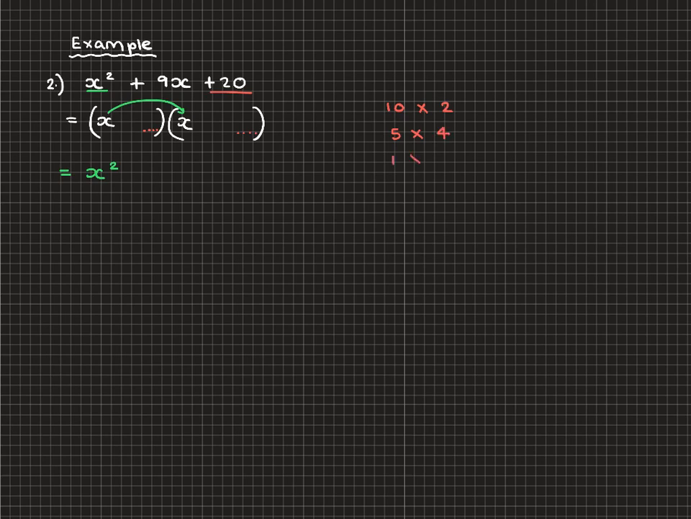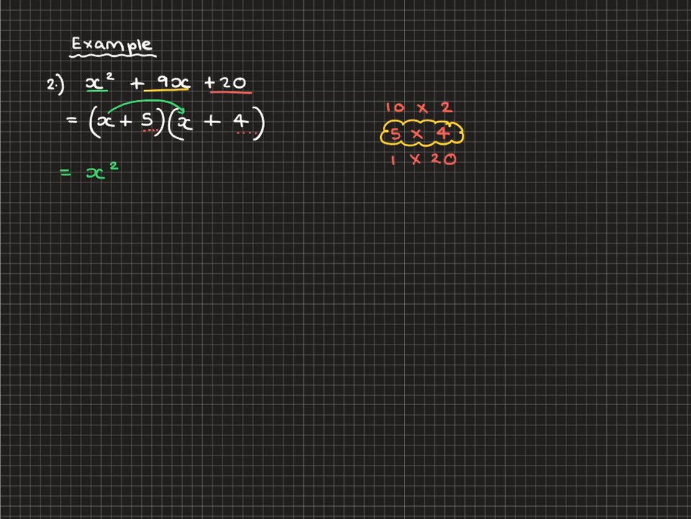We could, in theory, have 1 multiplied by 20 as well. Now, which is the correct option? Well, when the brackets are expanded, we need to make sure that they expand to give us positive 9x. So hopefully you can see that the correct option is 5 multiplied by 4. Let's write those in. So plus 5 plus 4.